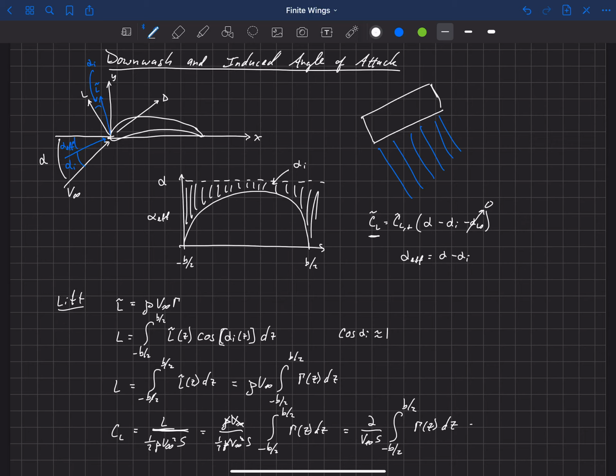So this is our lift coefficient, our global lift coefficient. And this up here is the global lift as a function of gamma, once we have solved for gamma from lifting line theory.